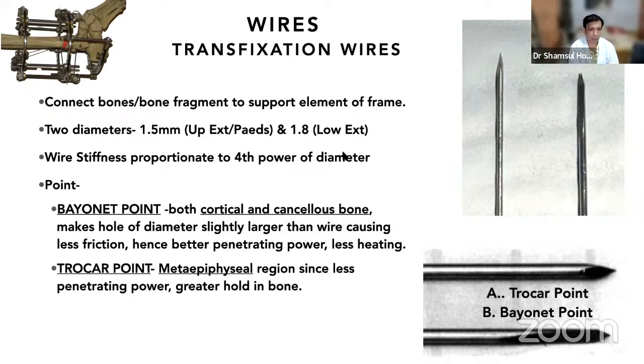And the trocar point we use in the metaepiphyseal region, since there is less penetrating power there, better in soft bone. You can see in the diagram, this is a trocar point, and this is the bayonet point. The bayonet point is a little longer and sharper, just like a simple K wire. So these are different uses. Bayonet can be used everywhere. Trocar can be used in the metaphyseal part, in the soft bones.